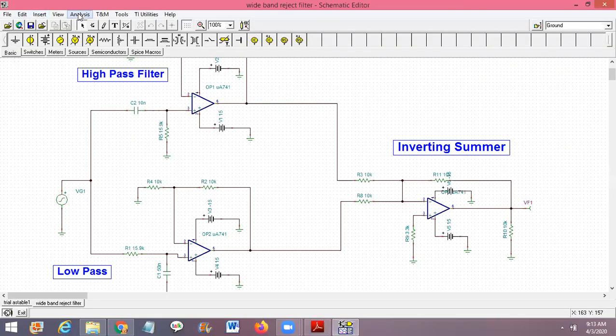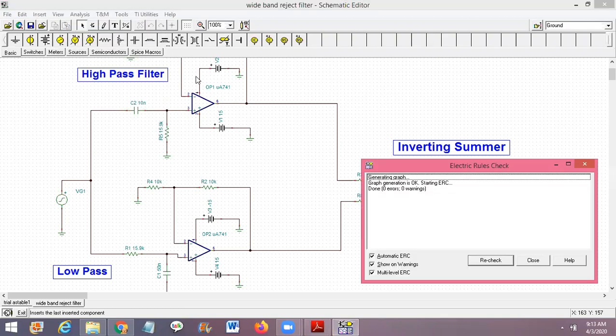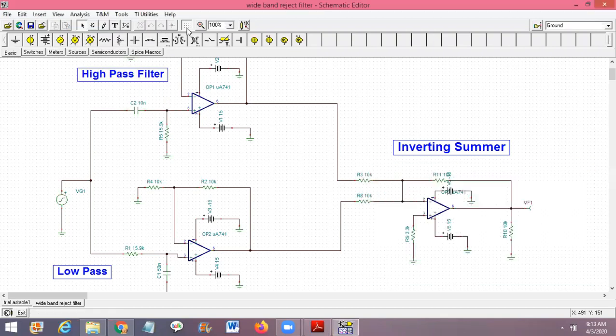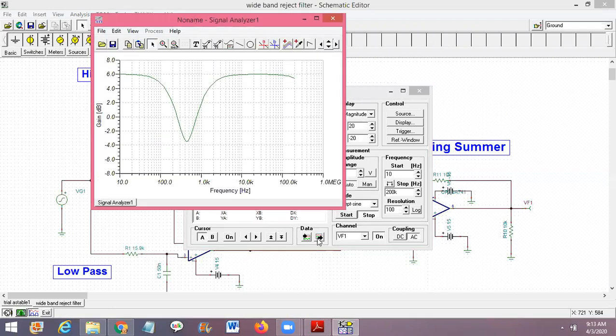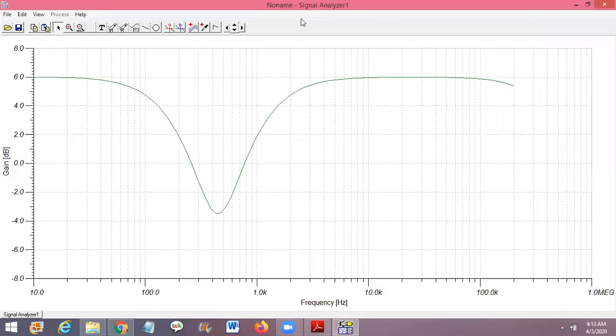So here, let me go to ERC. No errors are there. So go to TNDM, go to signal analyzer. Please observe this one, start. So you can look at the response curve. Please look at the response curve, how nicely it is coming. Okay, look here, this is the frequency response curve.